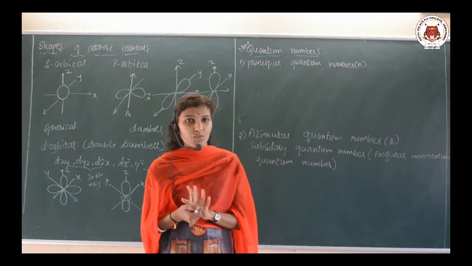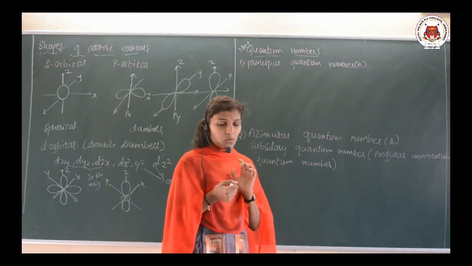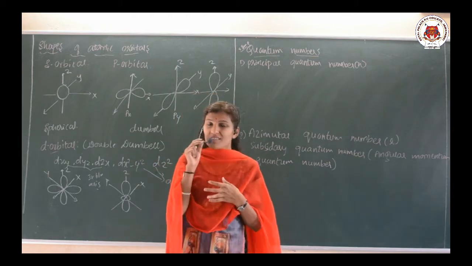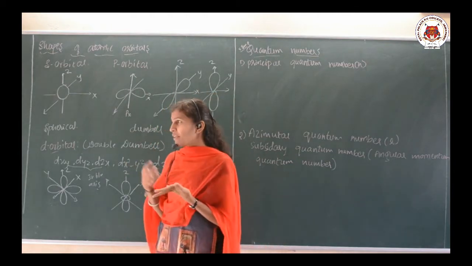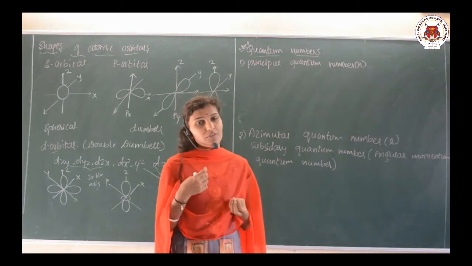Today's class we are going to discuss the shapes of the atomic orbitals and quantum numbers. As you know, atomic orbitals may be an S orbital, P orbital, D orbital, or F orbital. Okay, the shapes of those orbitals are what we need to know.